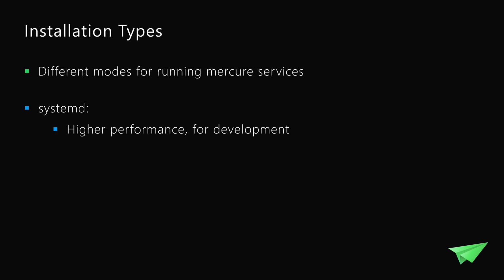But sometimes you are in a situation where the IT department does not allow you to install Ubuntu Linux. Maybe they want you to use Red Hat instead. And in this case, you can also do a Docker type installation, where the Mercure services are running inside individual Docker containers. And this also makes updating very easy because you can simply swap out the containers.